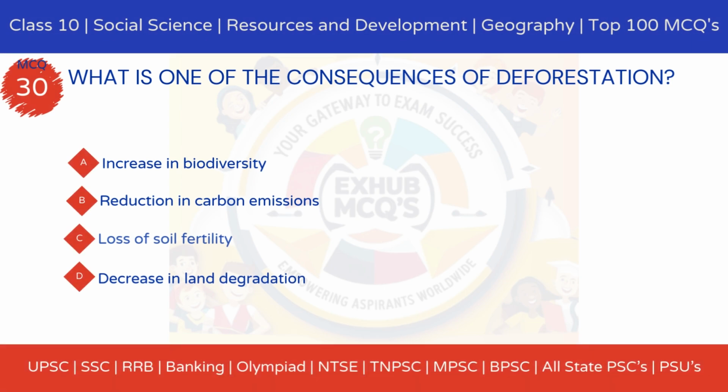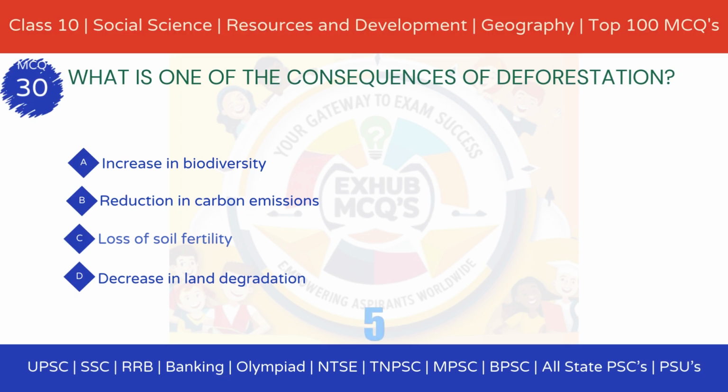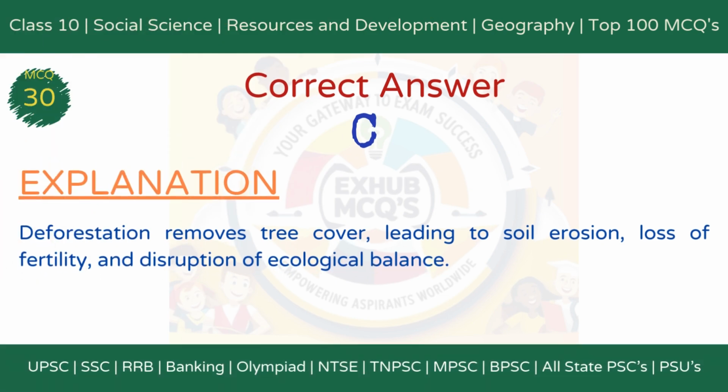MCQ30. What is one of the consequences of deforestation? Option A, increase in biodiversity. Option B, reduction in carbon emissions. Option C, loss of soil fertility. Option D, decrease in land degradation. The correct answer is option C, loss of soil fertility. Explanation: Deforestation removes tree cover, leading to soil erosion, loss of fertility, and disruption of ecological balance.